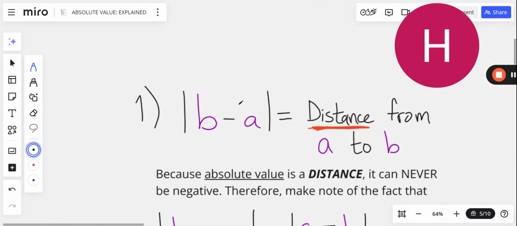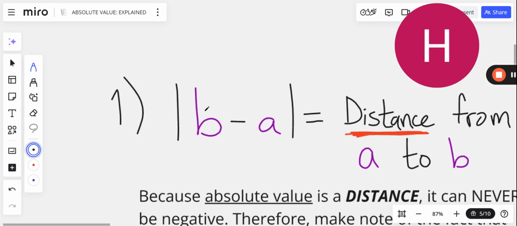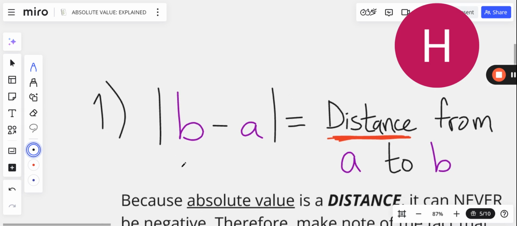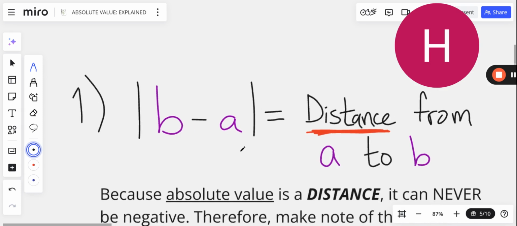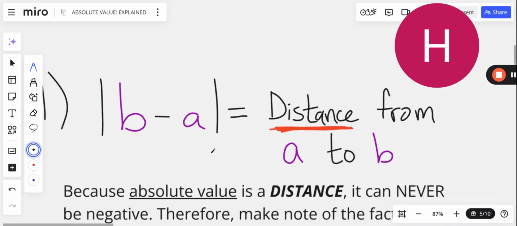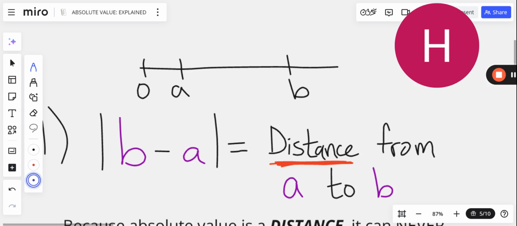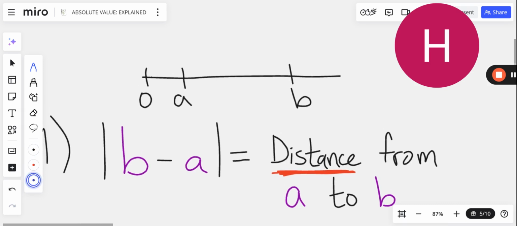We're going to start with the definition of absolute value. So if we have two numbers, a and b, we can say that the absolute value of b minus a is exactly the same thing as the distance from a to b. So if we're looking on a number line, for example, and if we have a and we have b, let's say maybe 0 is over here or something. Doesn't really matter exactly where 0 is at, but this is just as an example.